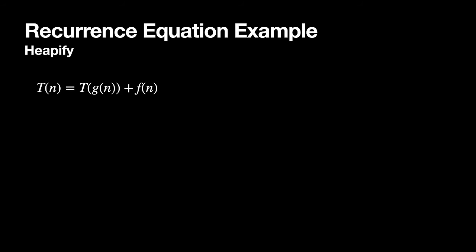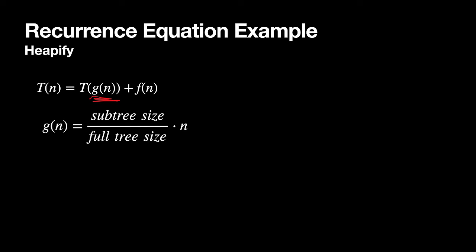Back to our overall goal. We are trying to find this function, g of n, that describes how our problem changes recursively when we go from a problem of size n to a smaller problem. Here, we can do that by expressing the subtree size over the full tree size times n. So we can try and find the ratio of the sizes of the two trees. So we've got our equations that we've just developed.